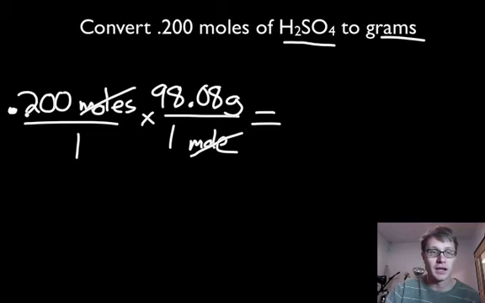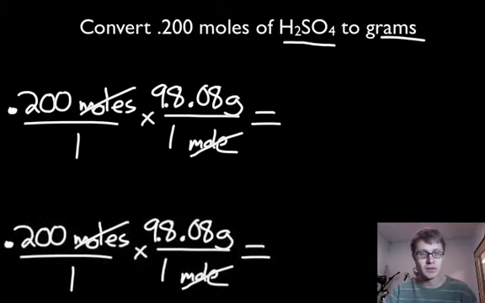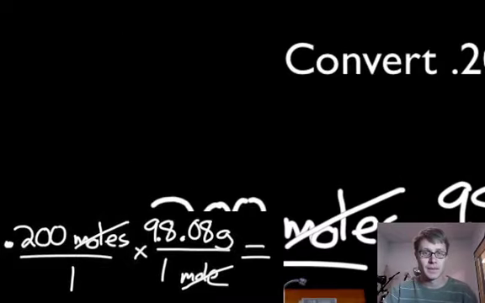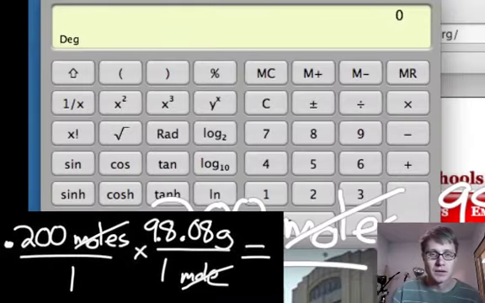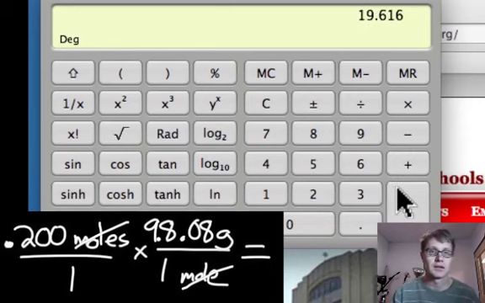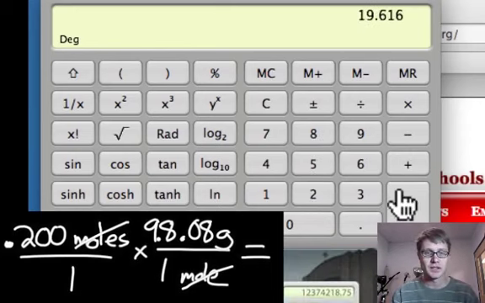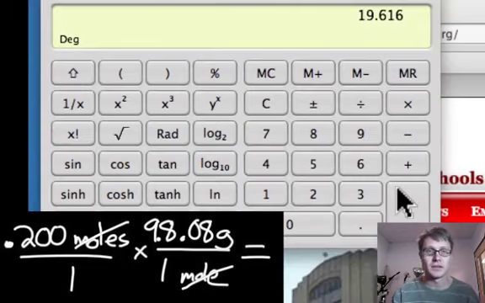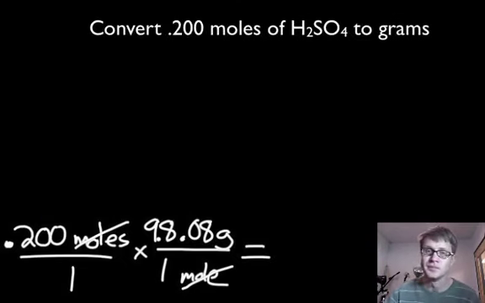And so now if you look at it, I'm just going to take 0.200 times 98.08. So let me grab a calculator. That's going to be 0.2 times 98.08, and I get 19.616. So let me go back to the presentation, 19.616.